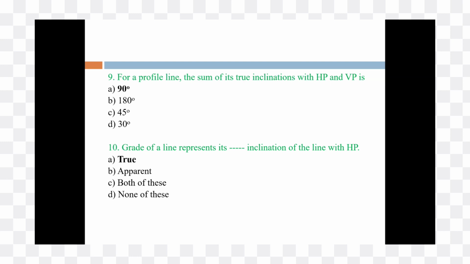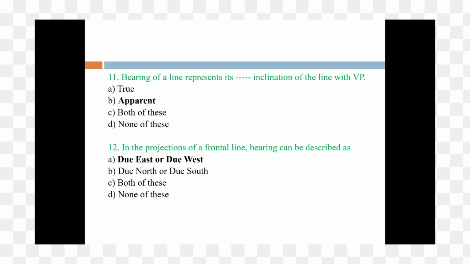This grade of the line represents its true inclination of the line with the HP. So option A will be correct. Then next, the bearing of the line represents its dash dash inclination of the line with VP.